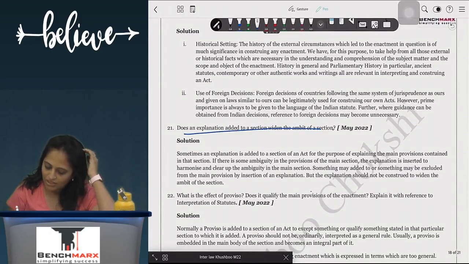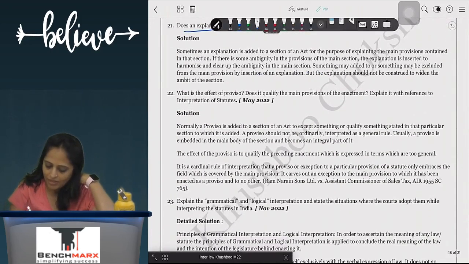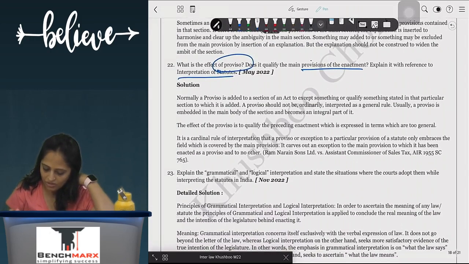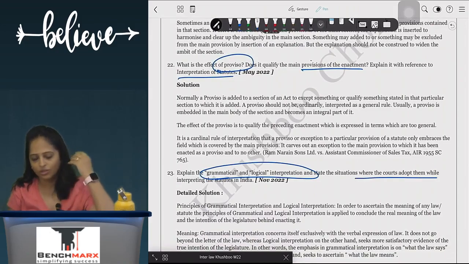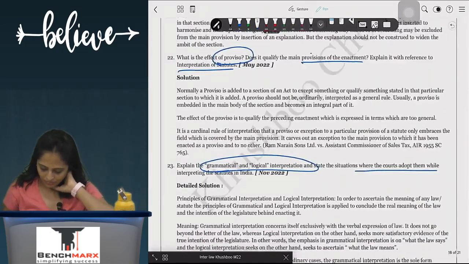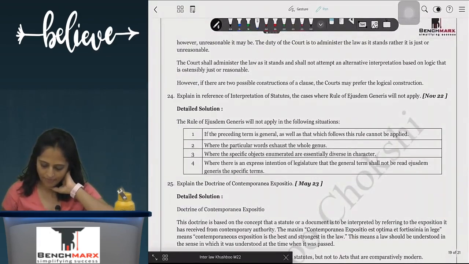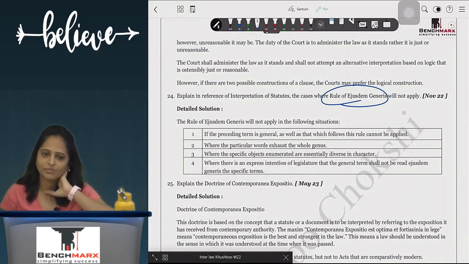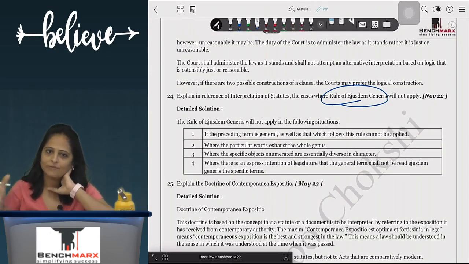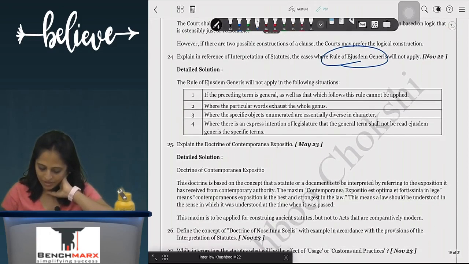Does explanation added to a section widen its ambit? Effect of proviso, main provisions explained with reference to interpretation. Grammatical and logical interpretation, state situations where court will adopt them. Then ejusdem generis, cases where ejusdem generis will not apply. ejusdem generis तभी apply होता है specific words followed by generic word. अगर वो नहीं होता है तो then it doesn't apply.